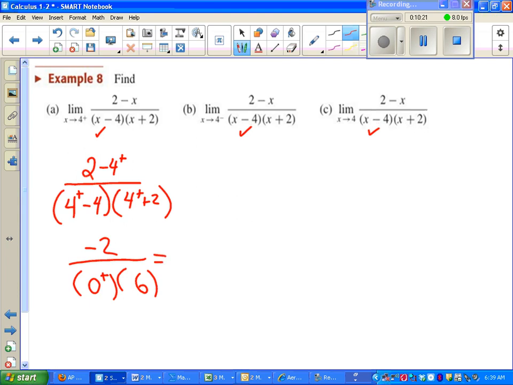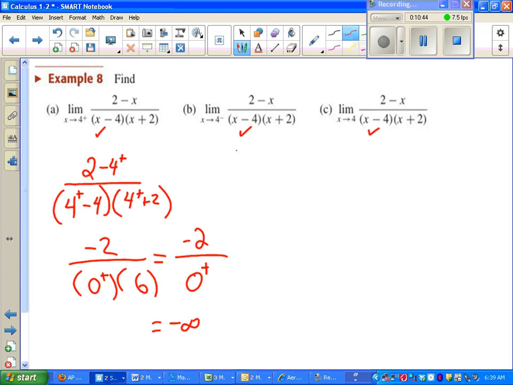The reason that's important, we now have on the bottom 0 from the right times 6 would be 0 from the right. And you should be able to look at that as negative 2 over 0 from the right must be close to negative infinity. We're doing negative divided by a positive.